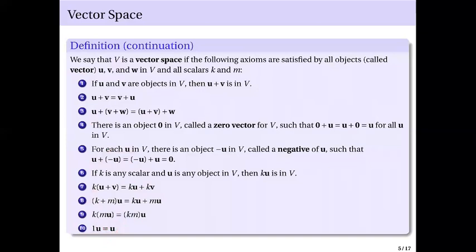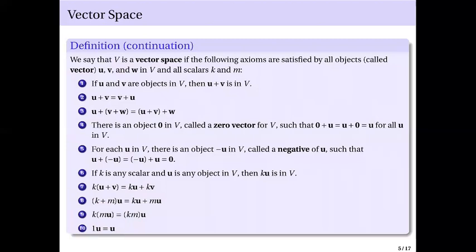So the concept here is not new to us. We are just formalizing it. We are just giving them a more general name. And of course, in chapter 3, we have the Rn, and all of these properties are satisfied. In fact, Rn are vector spaces, whatever your n is, as we will see later in the example.